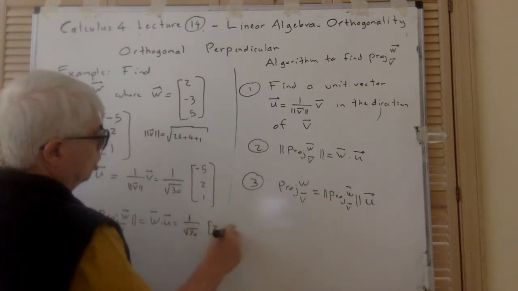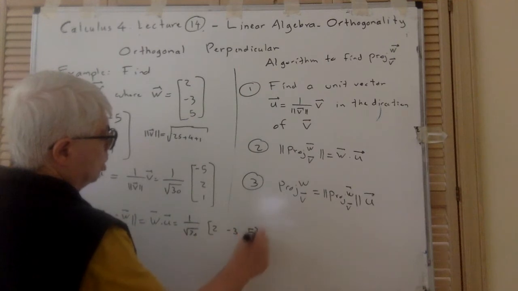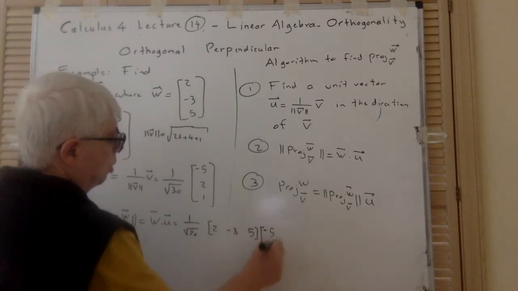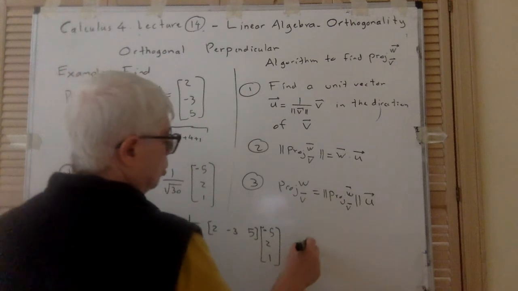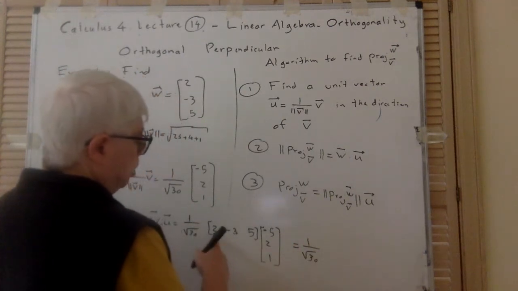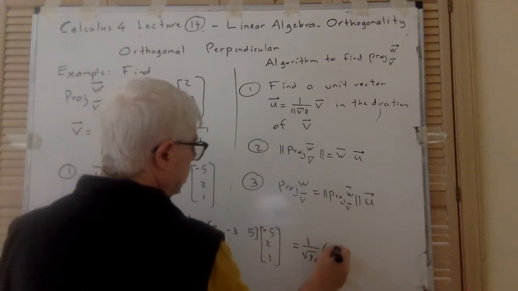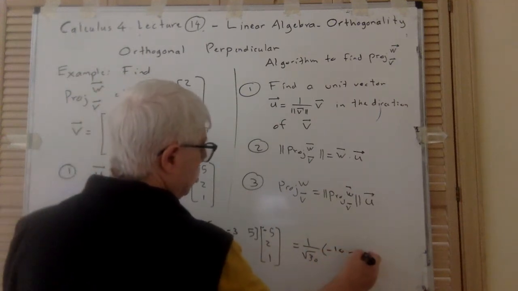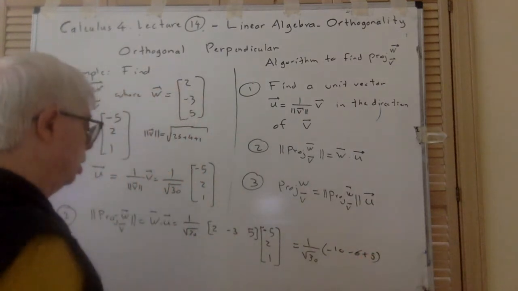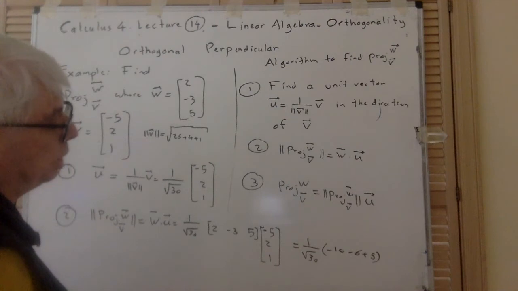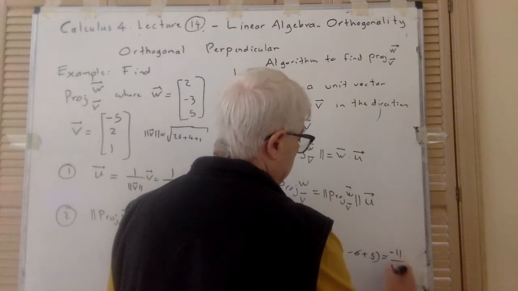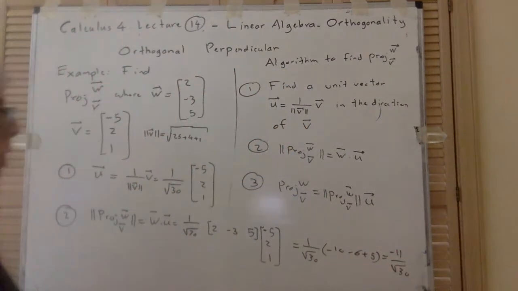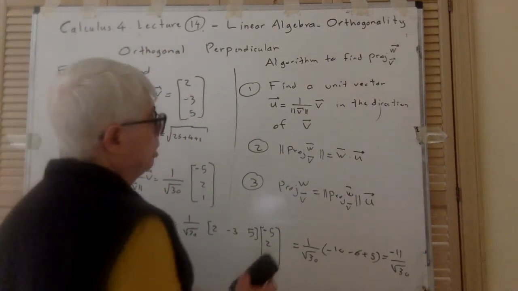Where is (2, -3, 5) times (-5, 2, 1). So it is 1 over the square root of 30, and 2 times -5 is -10, -6 plus 5. That is -10, -6 plus 5, that is -16 plus 5, -11. So that is in fact -11 over the square root of 30. Okay, so the magnitude is -11 over the square root of 30.